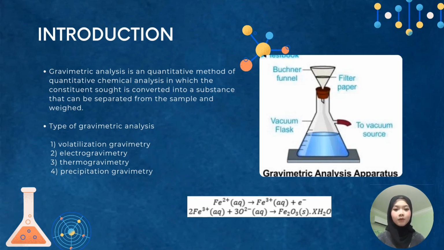There are 4 types of gravimetric analysis. The first one is volatilization gravimetry, electrogravimetry, thermogravimetry, and the last one is precipitation gravimetry. In this experiment, Fe2+ is oxidized to Fe3+ and precipitated as hydrated ferric oxide, Fe2O3·xH2O. The precipitate is filtered to convert it to ferric oxide.